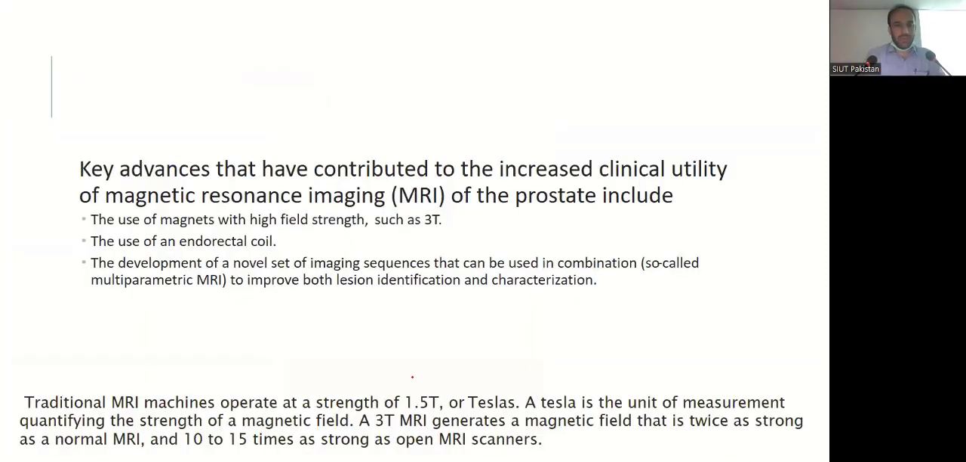The key advances that have contributed to the increased clinical utility of MRI for the prostate include the use of magnets with high field strength, such as 3T. A traditional MRI machine operates at a strength of 1.5 Tesla. A Tesla is a unit of measurement quantifying the strength of a magnetic field. A 3T MRI generates a magnetic field that is twice as strong as a normal MRI and 10 to 15 times as strong as an open MRI scanner.